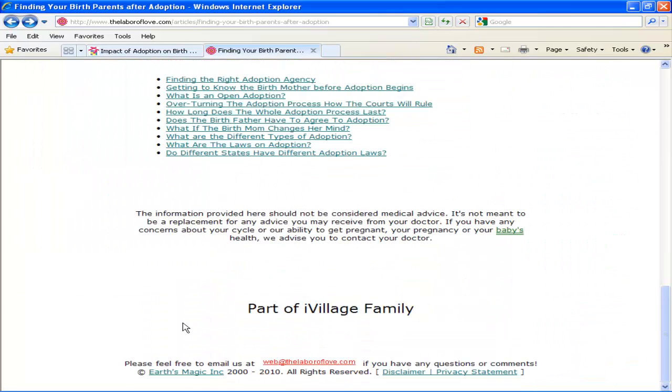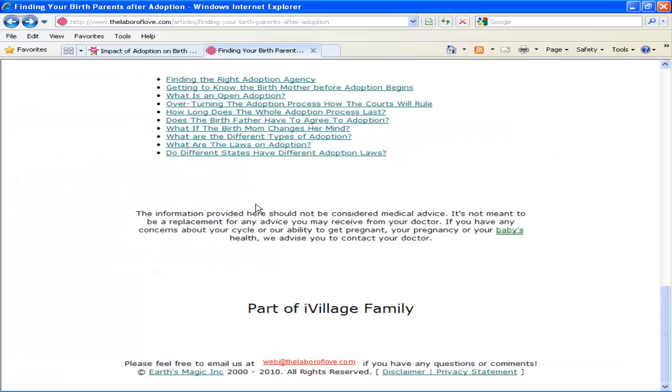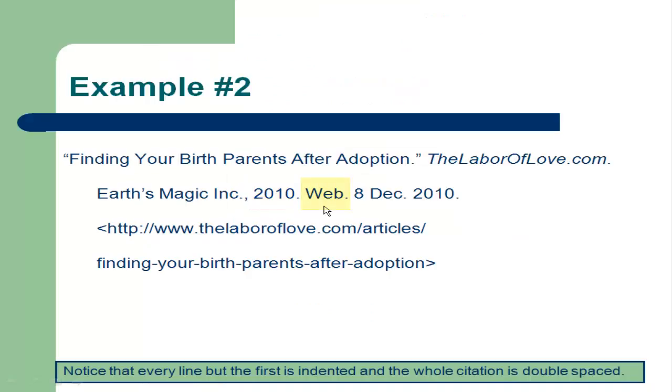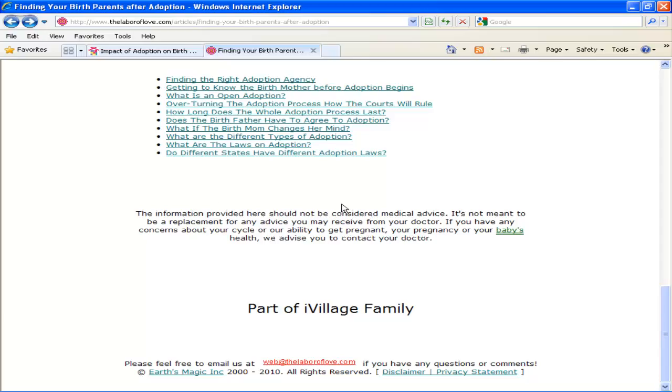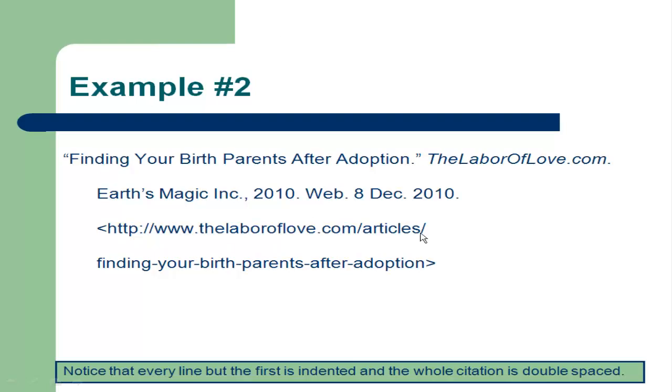Down at the bottom, we had the copyright, and the copyright generally is going to be owned by the organization or the publisher responsible for the site. Earth's Magic Inc. are the people who are publishing this site. Earth's Magic Inc., comma, and my last update, my publication date, you can see is just 2010. That's all I know about it. 2010. This is a Web, and today's access date is 8 Dec 2010, period. And then I include the address of the website. Because this is a longer website, you do want to try and break them at slashes, because that's the clean break. We are all double spaced, and everything after the first line is indented.